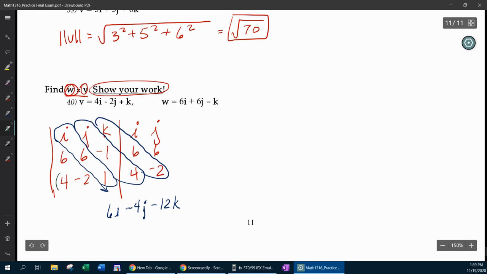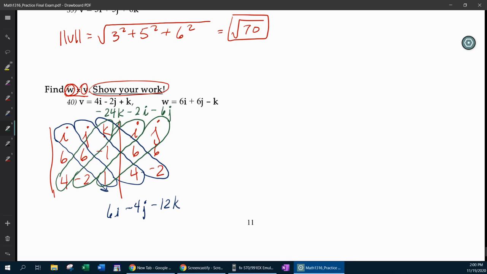And then I'm going to change direction. And this time we're going to multiply up on the diagonal. And what do you need to remember? When you change direction, you need to change the sign. So 4 times 6 is 24. Change the sign. That'll be -24k. Next diagonal, negative times a negative makes a positive. Turn it back into -2i. And last, 6 times 1 is 6. Change the sign. -6j.